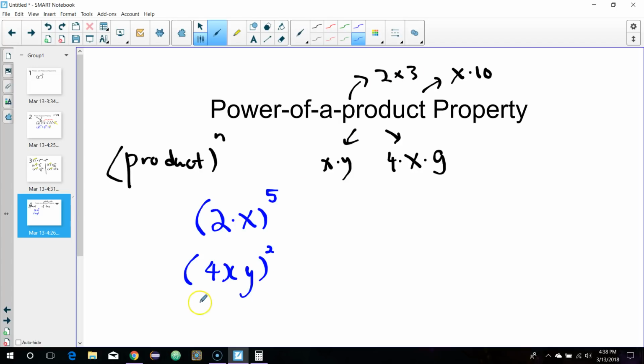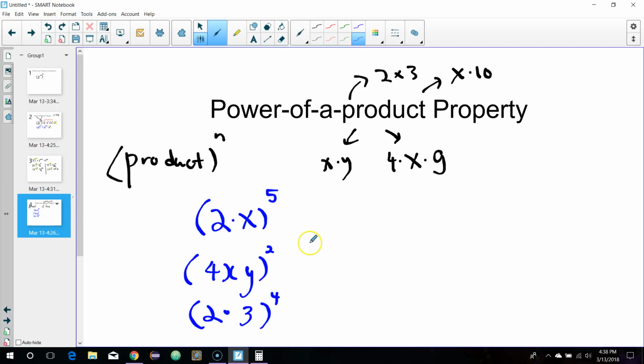Let's just do 2 and 3. So 2 times 3 this time. That's really annoying, I will just use a dot instead, a relatively big dot. That means multiply. To the power of 4. So hopefully by now, with these three examples, you understand what is meant by power of a product.